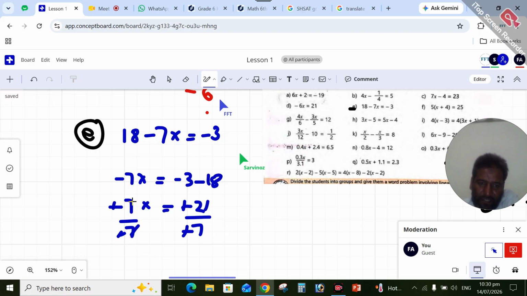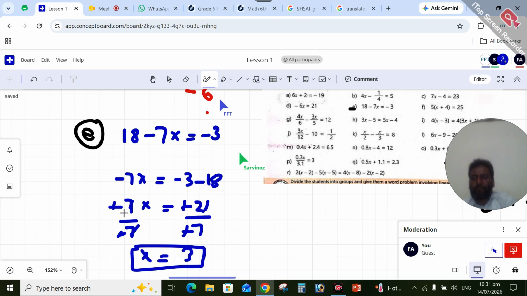and 7x is cancelled, and this is 21 divided by 7 is equal to 3, because 7 times 3 is 21, right? Yeah. So the answer of x would be equal to 3, right?